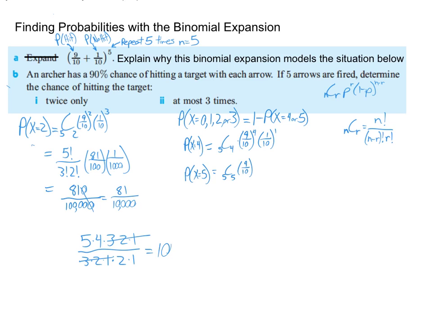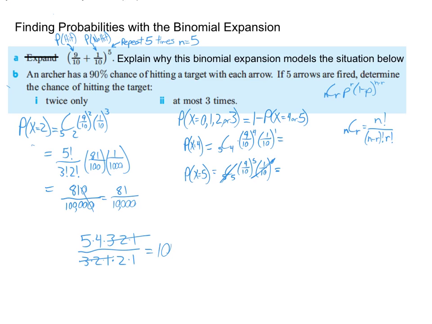9/10 is going to be to the 5th power, and 1/10 is going to be to the 0 power. So that's 1, and that equals 1 as well. So it's just 9/10 to the 5th power. And you guys can figure those out on your calculators. Does that make sense?